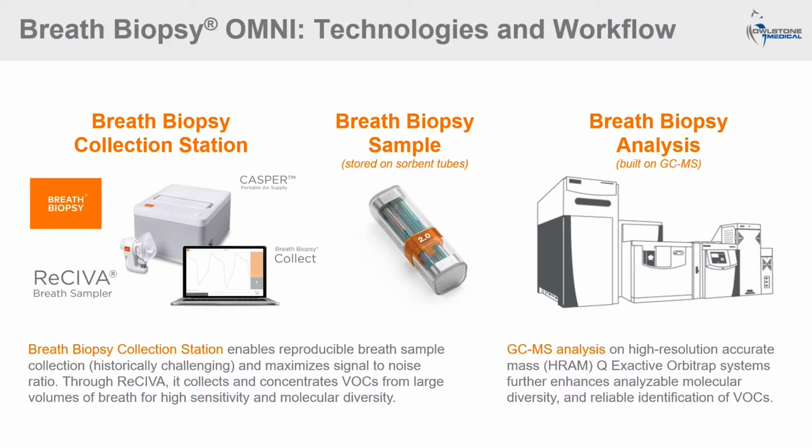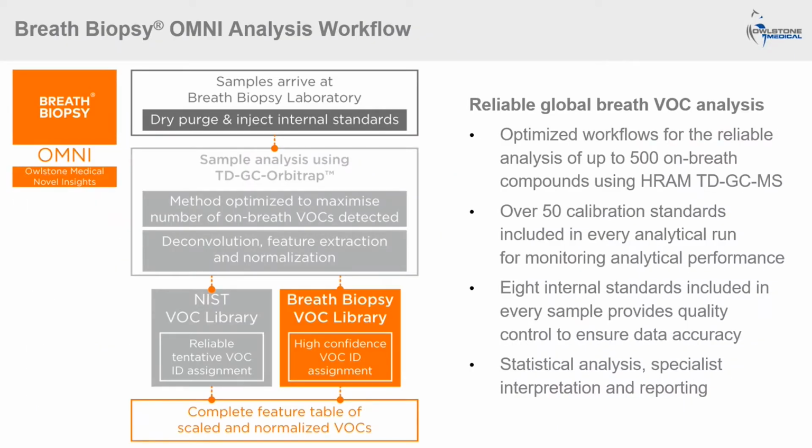And that's all powered by a laptop and software. It comes as part of that breath biopsy collection station package. The samples are then, once collected, shipped to our lab, ambient temperature on those sorbent tubes. When it gets to the lab, we can then perform high resolution thermal desorption GCMS analysis to give a very broad readout of all of the volatile organic compounds that are on that sample and start to measure fold changes that could be reflective of those VOCs being biomarkers for a particular disease.